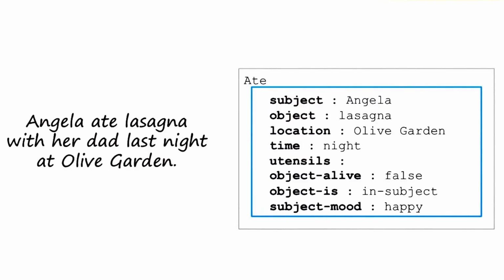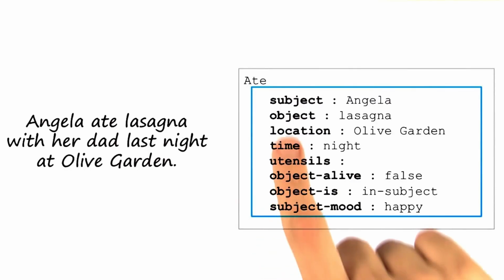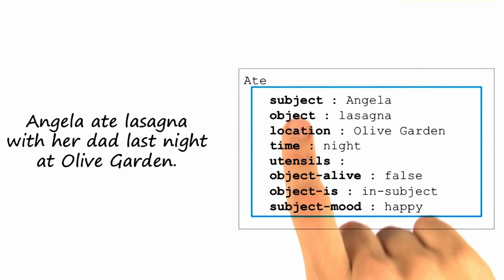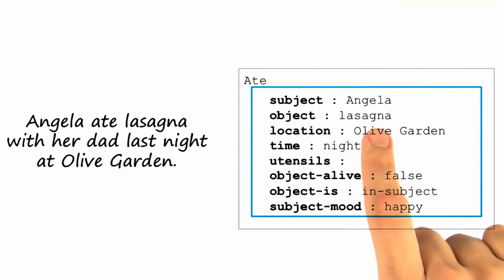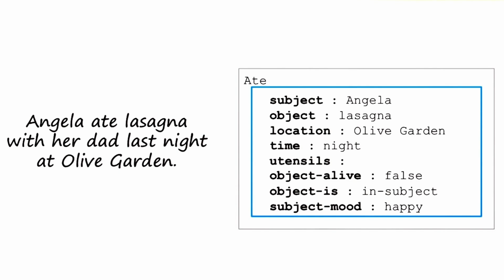David, were you able to come up with an answer to this question? So I started with the slots that we listed earlier. For our subject, we now have Angela. For our object, we now have lasagna. This time we have a location. Our location is Olive Garden. Our time is night. We weren't given utensils, and we weren't really given anything to suggest that the object is still alive, or that the object is not in the subject, or that the subject isn't happy or having eaten dinner. We probably could have put some more information in here as well. So for example, we could have put her dad in here in some way, but we haven't yet looked at the slot that would take care of that.